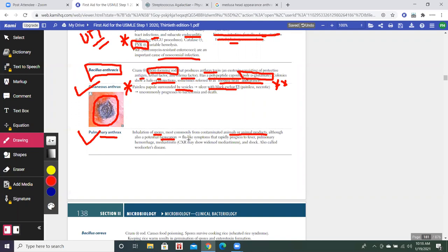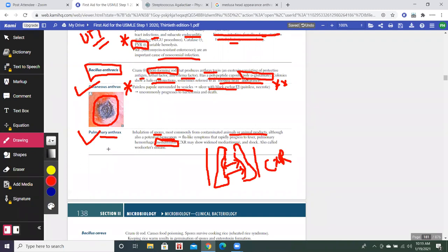Flu symptoms that progressively progress to fever, pulmonary hemorrhage, and mediastinitis. This is high yield. The only way you can identify pulmonary anthrax on a clinical identification is if you see a chest x-ray, okay? You have the lungs, and then over here you have the cardiac shadow, right? But in a patient with pulmonary anthrax, this cardiac shadow will be increased. This increased cardiac shadow will show you that there is widening of the mediastinum. This widened mediastinum-like shadow on chest x-ray is high yield for pulmonary anthrax.